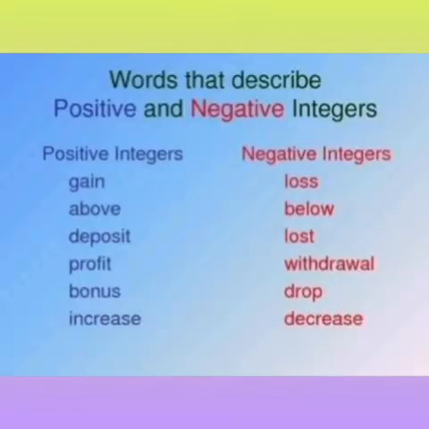Words that describe positive and negative integers. Positive integers: gain, above, deposit, profit, bonus, increase. These words are used to describe positive integers. Next, negative integers: loss, below, lost, withdrawal, drop, decrease. These words are used to describe negative integers in our daily life.